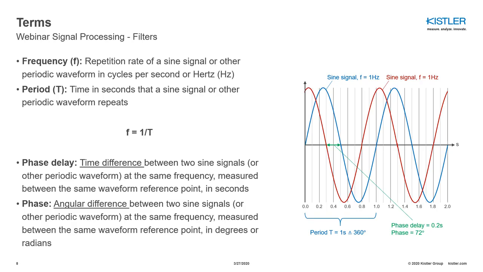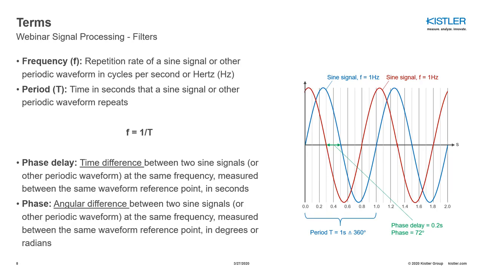The period T is the time in seconds that the sine signal or other periodic waveform takes to repeat. Again, if we have a look into the graph at the blue sine signal, we can clearly see that the period of the sine signal is 1 second, since within 1 second it runs through one cycle. So how is the relation between the frequency and the period? Frequency is equal to 1 divided by the period.